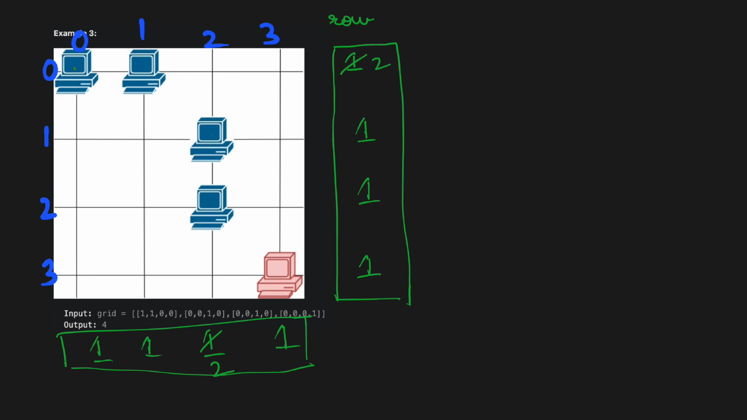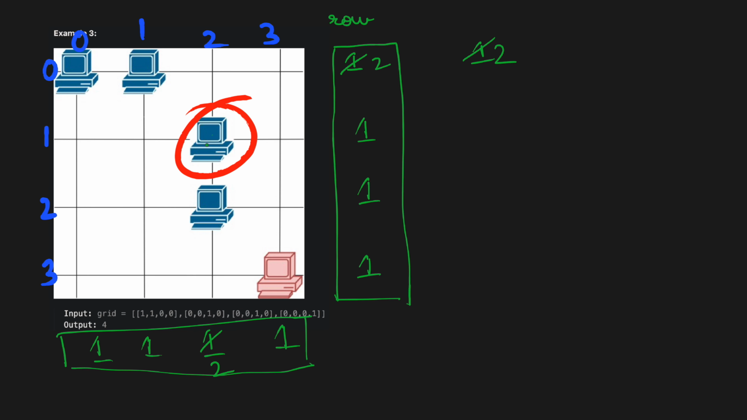So first server we see is at cell position 0, 0. And for this server, there are 2 servers in the row. So this server can communicate. So number of servers that can communicate becomes 1. Then we come to server at position 0, 1. And again, this server has 2 servers in the same row. So number of communicating servers becomes 2.